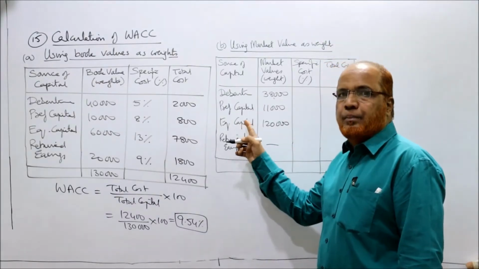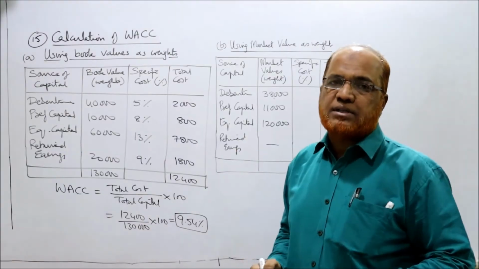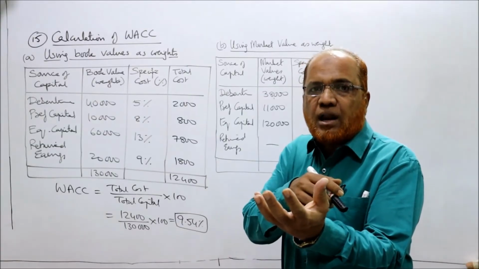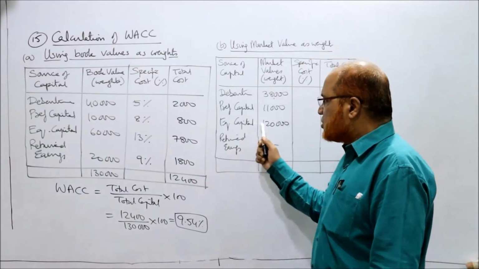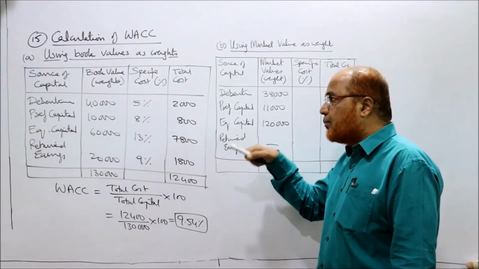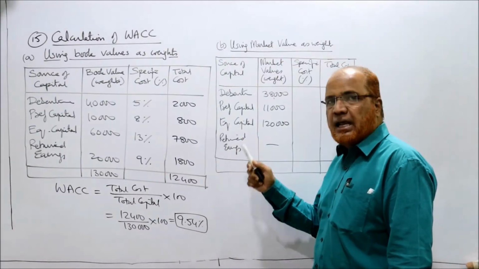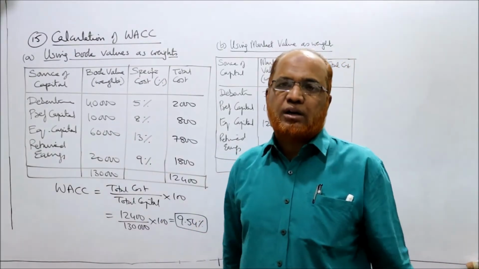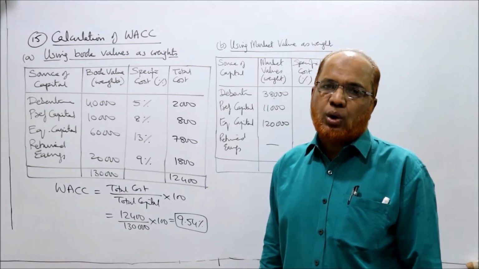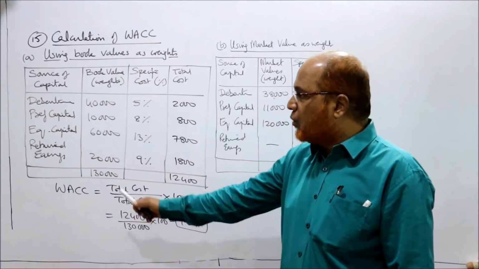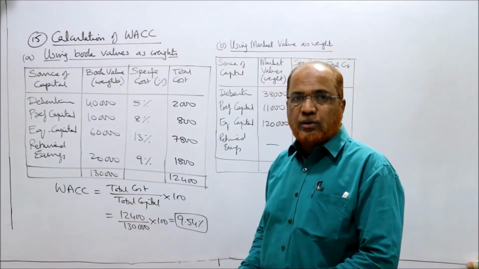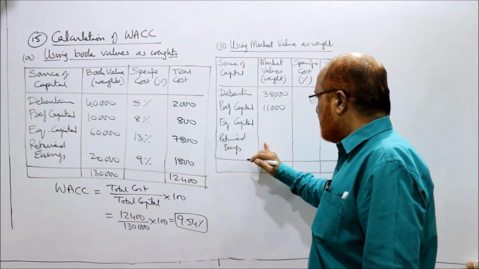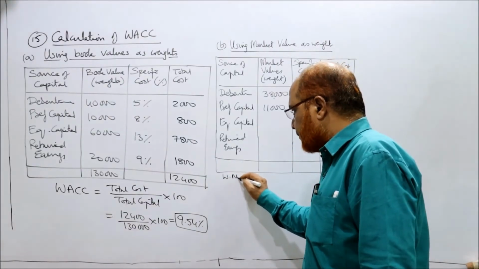Actually market value represents both equity capital and retained earning. The value of the security in the market represents both. The 1,20,000, which is the market value of equity, is representing both equity capital as well as retained earnings. So this 1,20,000 should be apportioned, divided in the ratio of equity capital and retained earning of the book values. So this 1,20,000 we should not take here. In working notes we will write down.